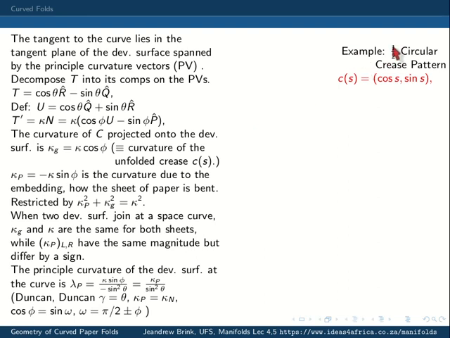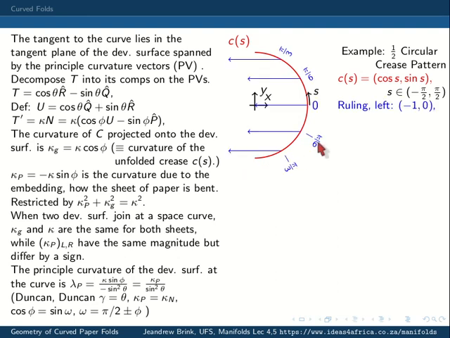Okay, so what we're going to do is look at a half circular crease pattern, so that I write down the crease pattern in 2 dimensions. It's simply cos S, sine S. And in addition, you have to decide on a ruling on one of the sides. S is my parameter. It goes from 0 to 2 pi and from 0 to minus 2 pi. The ruling I'm going to put on the left. For the problem set, you guys are going to get a ruling on the right, so that you can do a similar problem on your own.